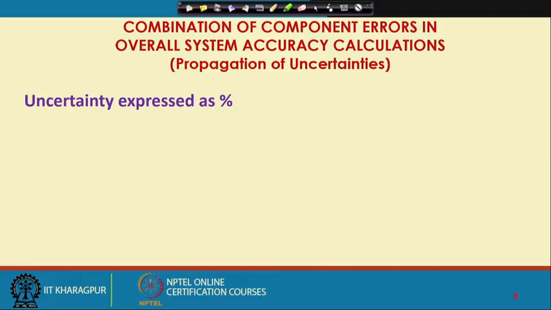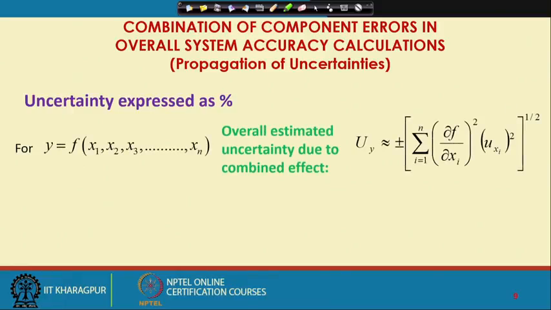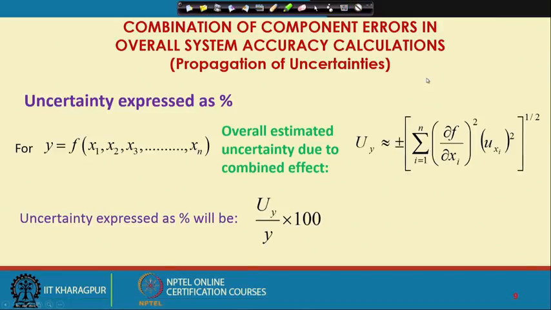Uncertainty can also be expressed as percentage. As we saw in previous slides, the overall estimated uncertainty due to combined effect is this. Now, we can also express this uncertainty in y as percentage as follows. So, u y divided by y multiplied by 100.